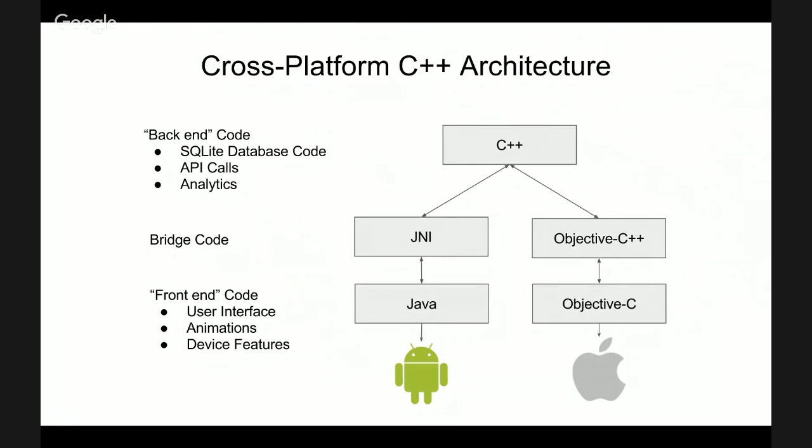So this is a high-level diagram of what it's going to look like. Another analogy is comparing it to web development, the back-end code with your database and all that, and the front-end code with your UI. So if you think about it that way, C++ will be our back-end, doing a lot of the business logic and that kind of thing. And Java and Objective-C will be our front-end. And between those things, we have what's known as two bridge languages, JNI for Java and Objective-C++ for Objective-C.